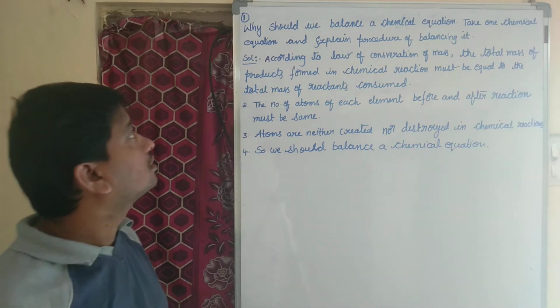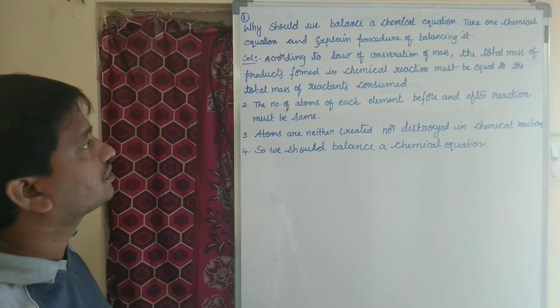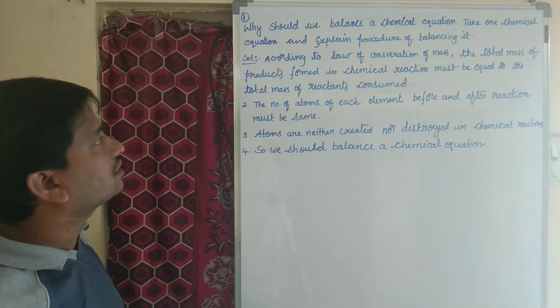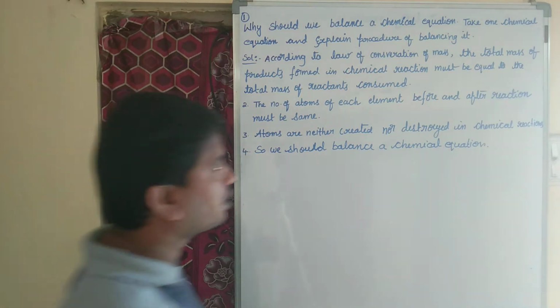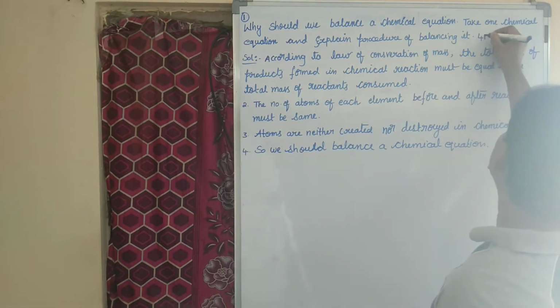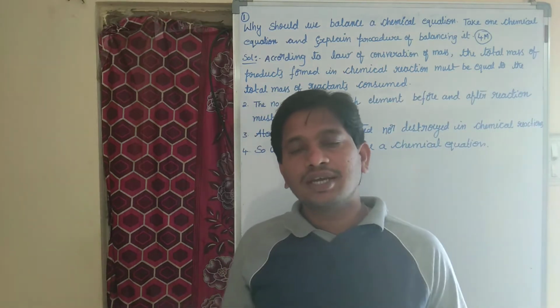In this session, why should we balance a chemical equation? Take one chemical equation and explain the procedure of balancing it, which is one of the most important 4-mark questions. Why should we balance a chemical equation?